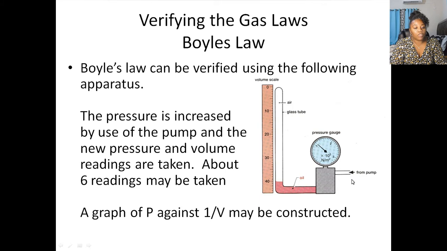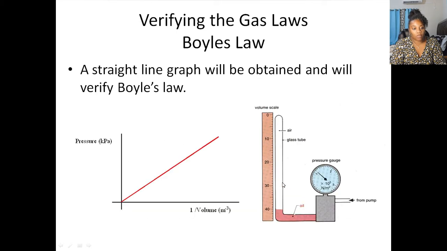Okay? And the new pressure and volume readings are taken. About 6 readings may be taken. A graph of P against 1 over V may be constructed. And so you will see the air column changing due to the pressure released on the oil. A straight line graph will be obtained and will verify Boyle's Law. So pressure against inverse of volume will give you a straight line graph.